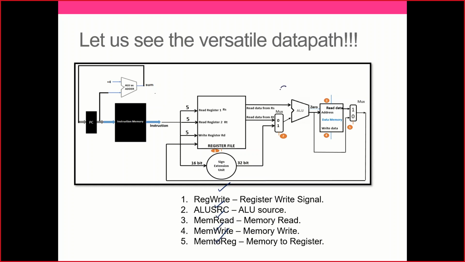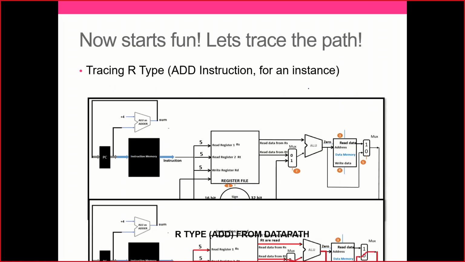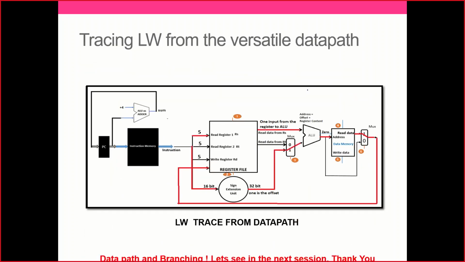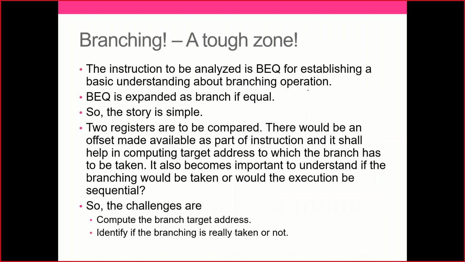And I introduced you to two important multiplexer usages here, one here and one here. This one will let you decide what to be sent into the ALU. This one will help you to write back the result into the register. I hope it was clear and understandable, and we are going to go through the next one today, where we are going to add one more component into the versatile data path, which is called the branching.